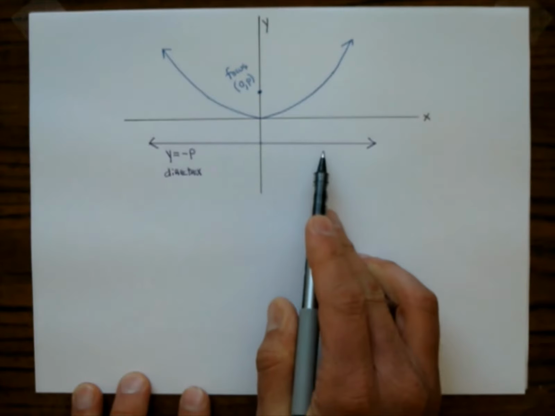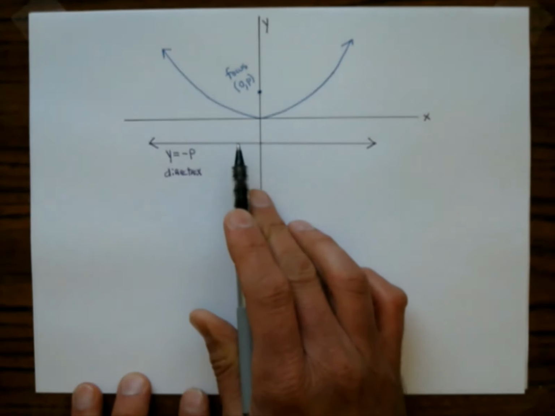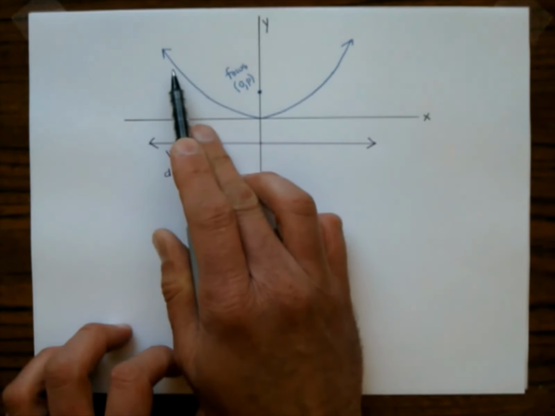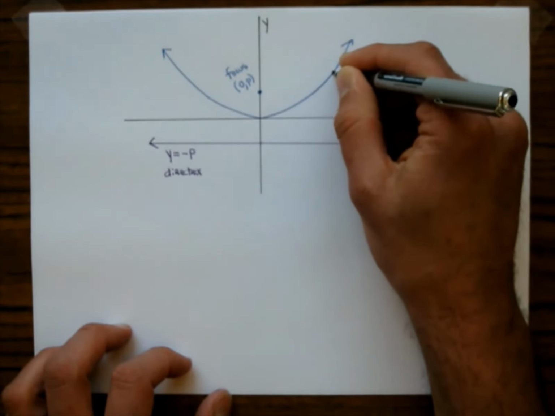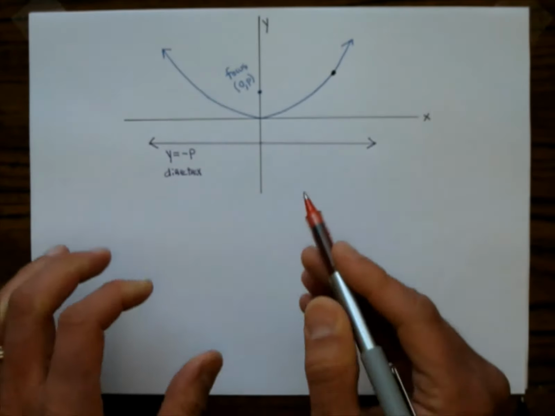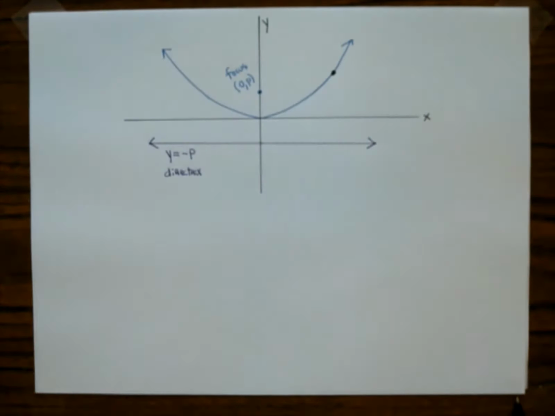There's the directrix. And I'm going to pick any point on the parabola. So any point on the parabola, we'll just call it x, y. So you can pick the point there, or pick it there, or pick it there. I'm going to pick the point right here. And I'm going to say that this distance here, maybe I should get out the ruler here.